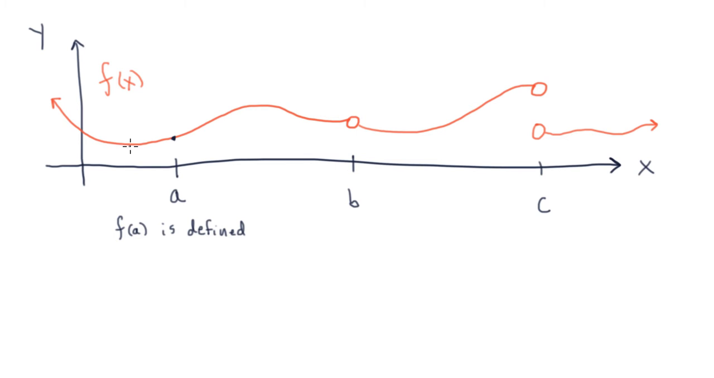And then also, if I look at the function just to the left of a and just to the right of a, we see that they're actually both approaching f of a. They're both approaching the same thing. So actually, I can say that the limit as x approaches a of f of x exists.